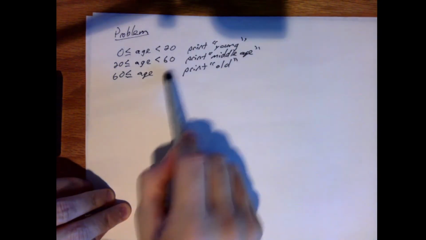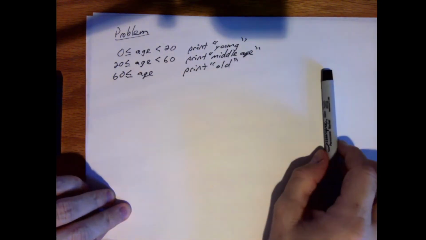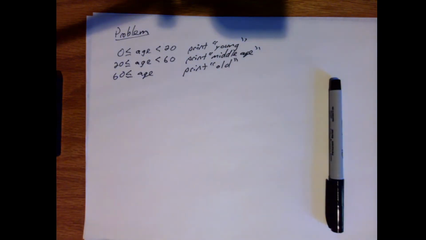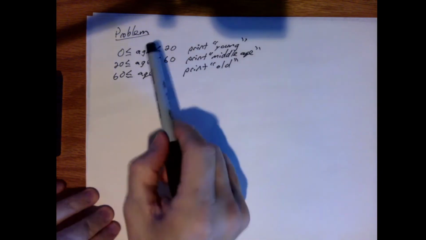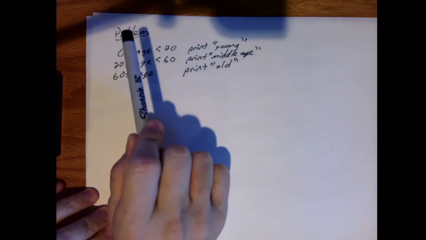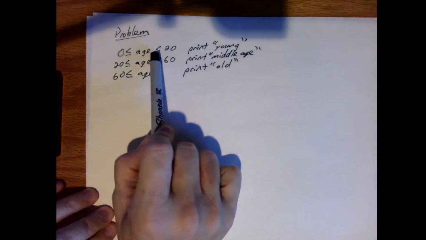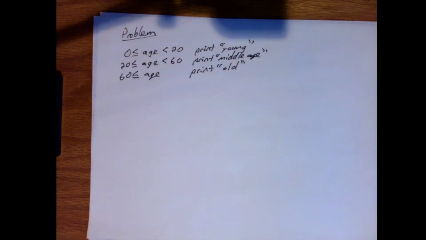So there is no upper bound here. It's just any number bigger than 60, or bigger than 59 technically, would make them old. But let's look at a potential problem in terms of how you may be used to implementing these things. What we're going to do is compare how you think about this in the mathematical sense to how we need to write the code to do it.